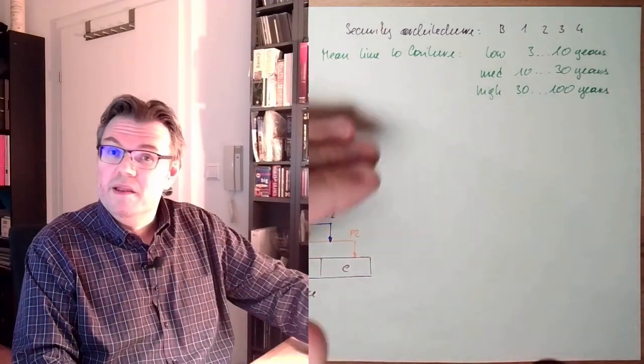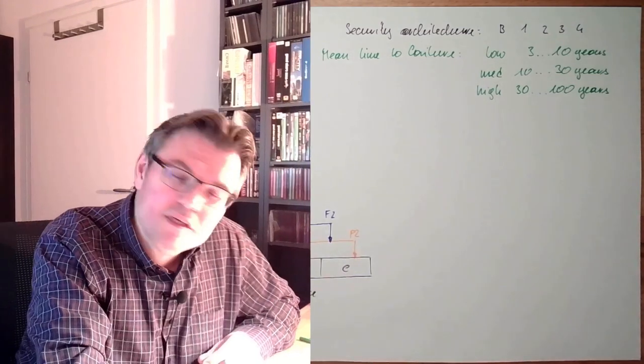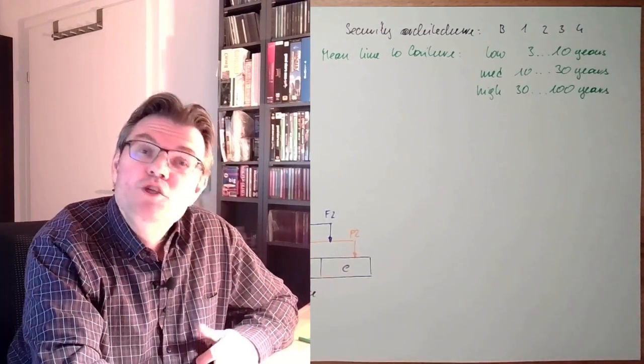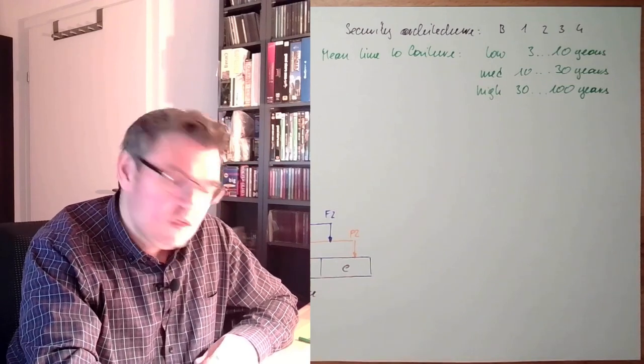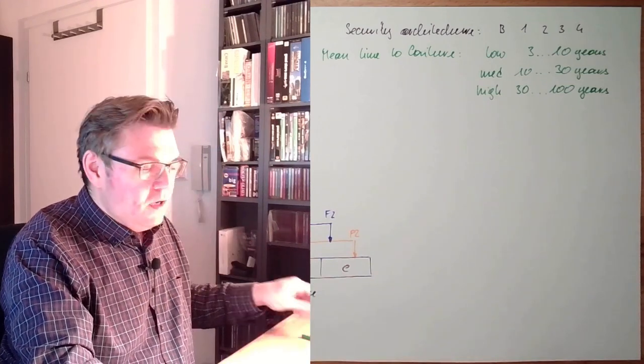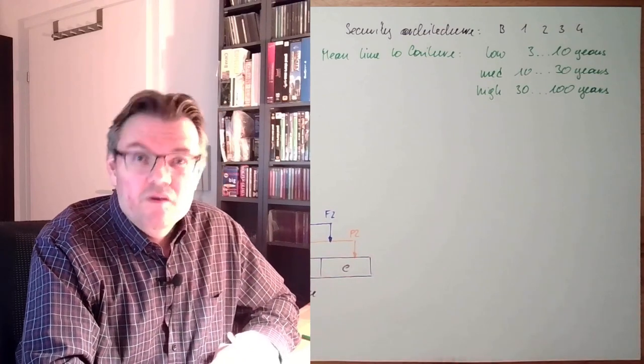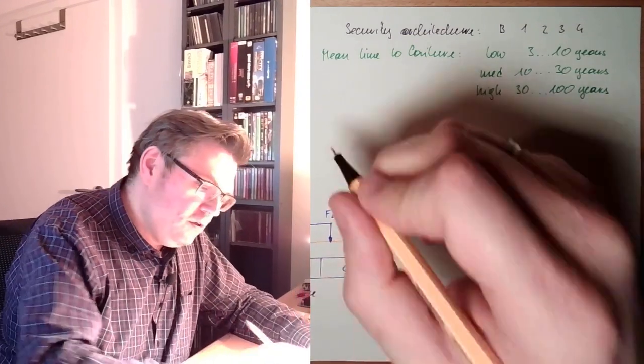Mean time to failure. Okay. That's the second thing which has influence on our achieved performance level. And the third thing which has influence is the so-called coverage.